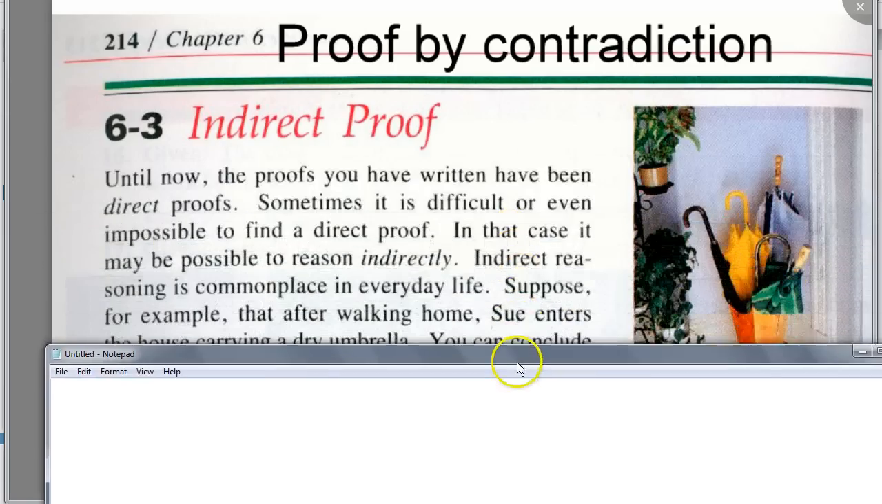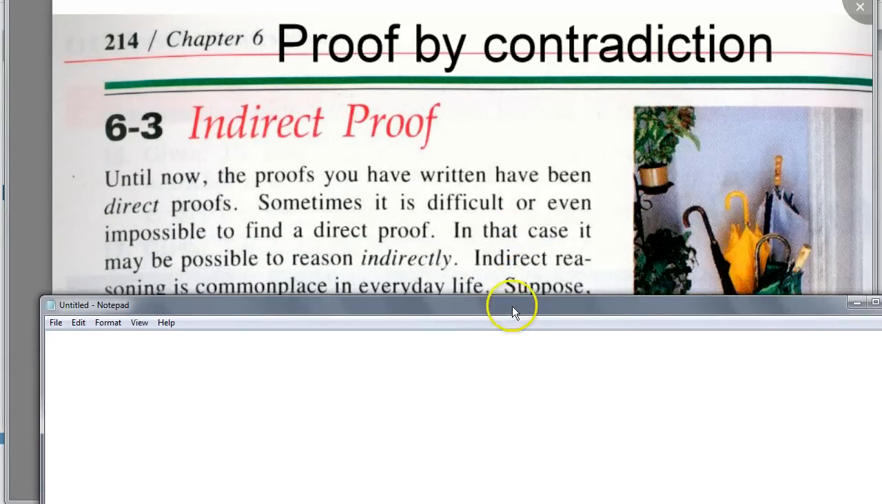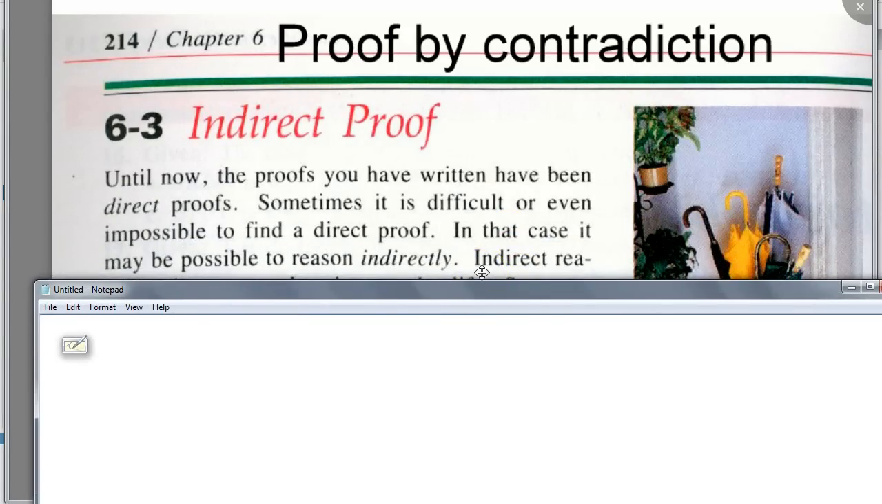Who would like to read this for us? Until now, the proofs you have written have been direct proofs. Sometimes it is difficult or even impossible to find the direct proof. In that case, it may be possible to reason indirectly.